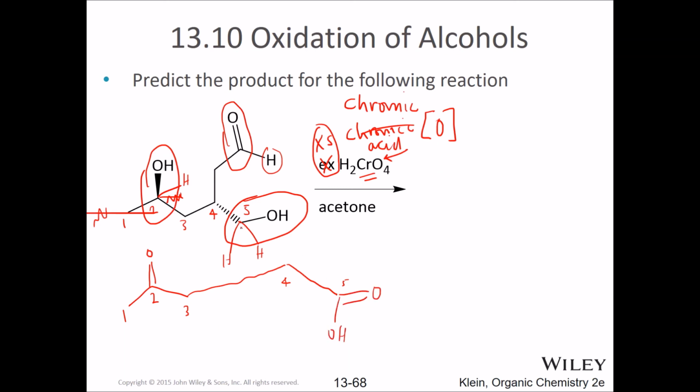It's a primary alcohol, so that can go all the way to carboxylic acid. 6, 6. These are not in line. 7, 7. And that one is already an aldehyde, but that can go to a carboxylic acid. Okay? All right, so that's the answer. It's a little bit ugly, but that's the answer. All right. Hope that's helpful.